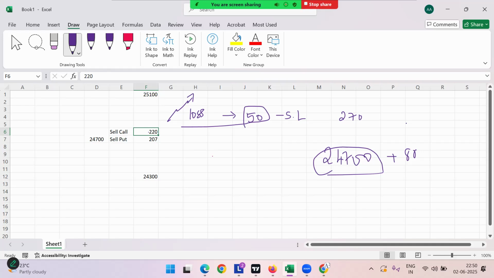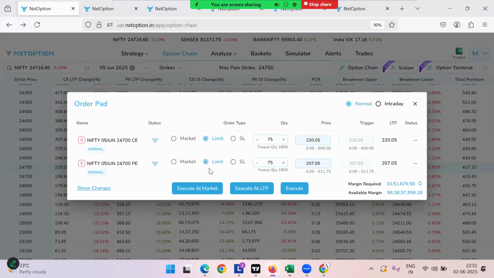But the best part is that as the market starts progressing, your put option from 207 may come down to 50 due to delta and theta effect. Remember, put will have a negative delta. So obviously, as the market goes up, the premium will reduce. And on the theta side, you will get the benefit due to the decay. So here I can do one thing. I can select a stop loss. Okay. So what I'm going to do.